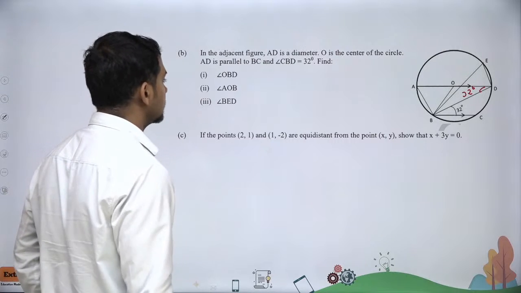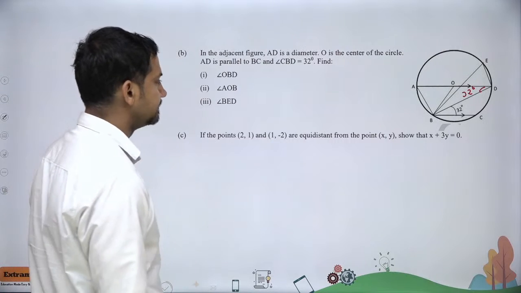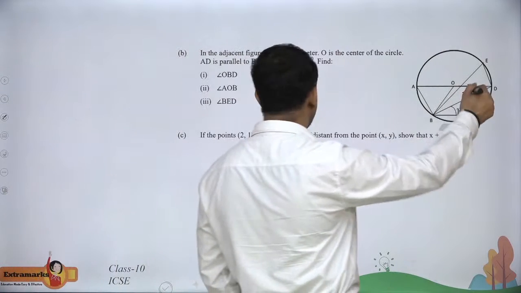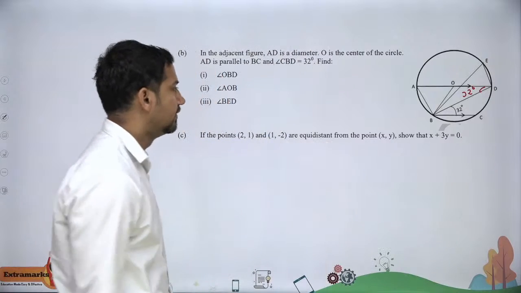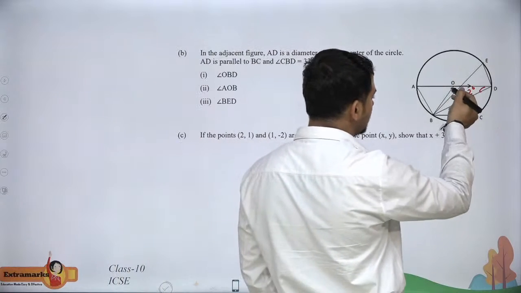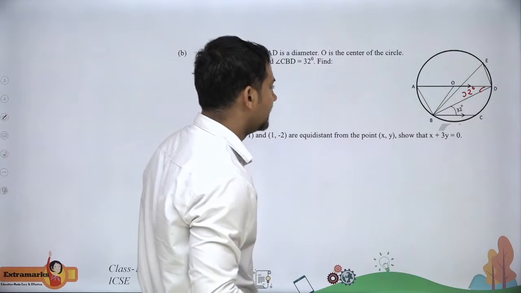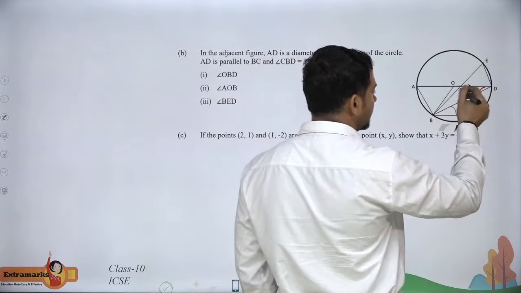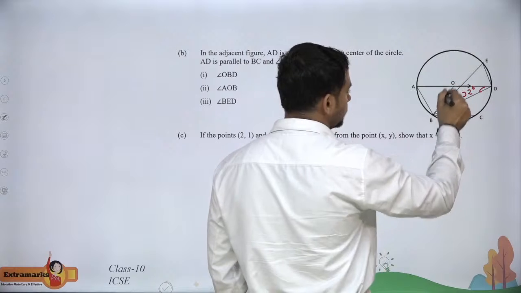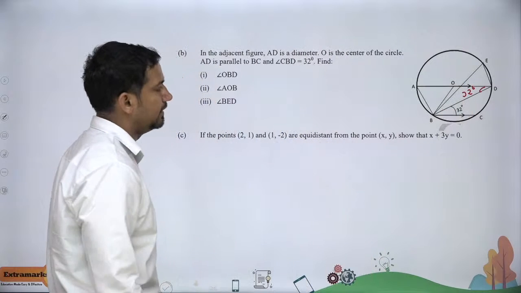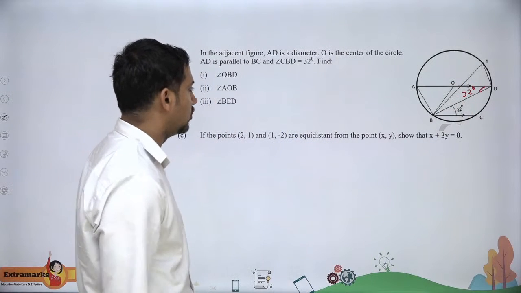First of all, we have to find OBD, and second, AOB. AOB is very simple: it is just double of this one, so it is equal to 64. And what is angle BAD? So first of all, we find angle OBD.